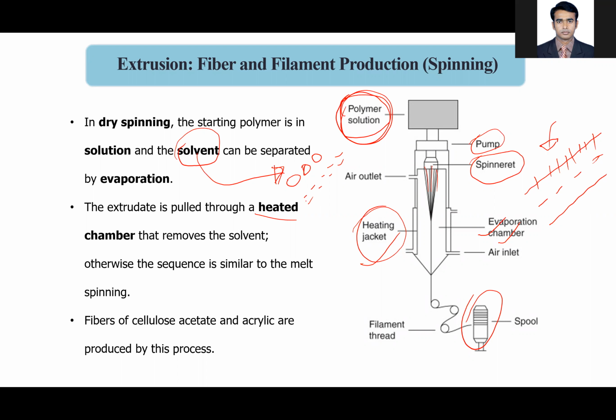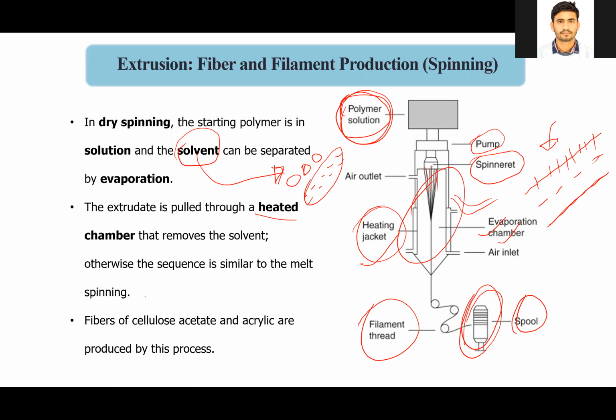And once this solution comes out of the spinneret and is exposed to the heating zone, the solvent gets evaporated. Once the solvent gets evaporated, the polymer is reconstructed as a filament. Then you take out that filament thread, and you make a reel with the spool. Okay, that is the process. Do you have any other question?